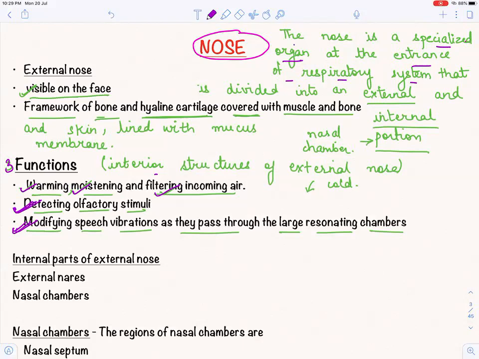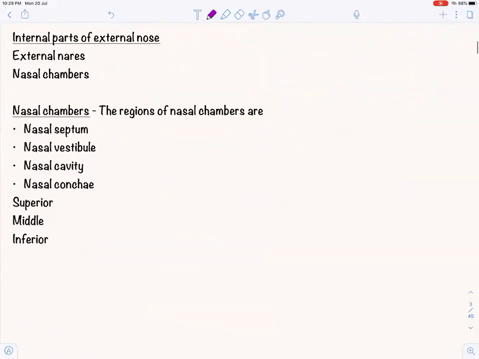The nose is a specialized organ at the entrance of the respiratory system that is divided into an external and internal portion, right? The external nose is covered by hyaline cartilage, muscle, bone, skin, and mucous membrane. Three functions. Now we'll do the internal parts.